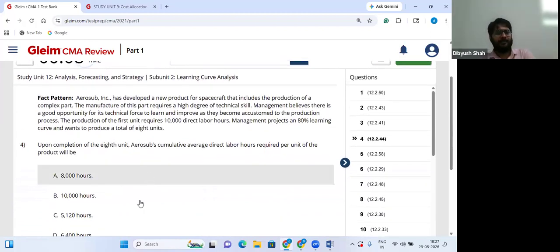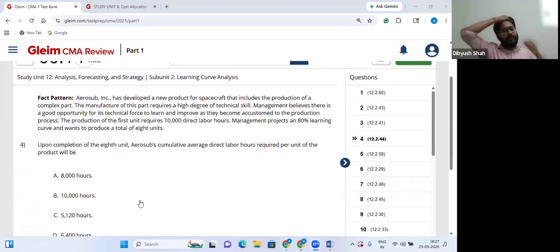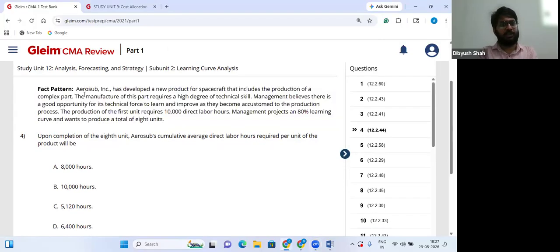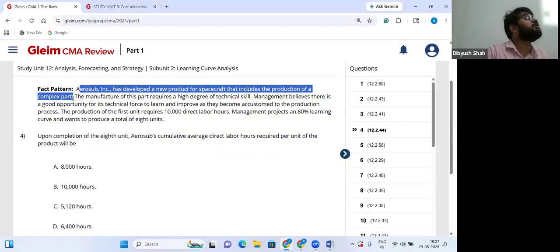See, exactly like the question I discussed in the example. Arrow Sub Inc. Focus. Do not get distracted at all. Arrow Sub Inc. has developed a new product for spacecraft that includes the production of a complex part. See, this thing is useless for you. You need numbers. This is just data. Arrow Sub, there is a company, they have developed something, something, something. But that has nothing to do with the question or the answer.